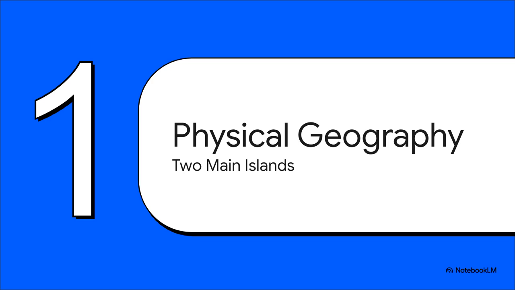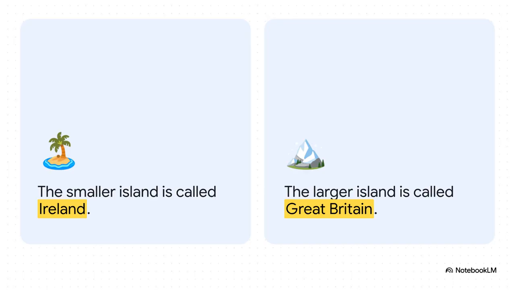Physical geography. Okay, let's completely wipe the political map clean. Just forget countries and flags for a second. When we strip all the politics right back, we're left with two main islands sitting off the coast of mainland Europe. It's a really stark, simple comparison. On one side, we have the smaller island, known simply as Ireland. And on the other side, sitting right next to it, we have the larger island, known as Great Britain. That is our physical stage. Before absolutely anything else happens, you have to remember this foundational fact. Great Britain is an island, and Ireland is an island.